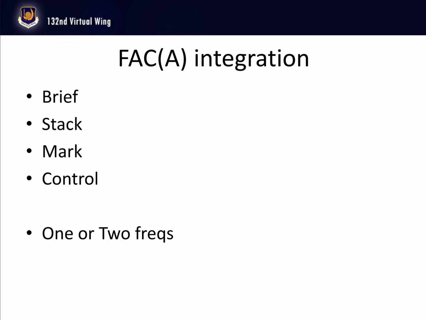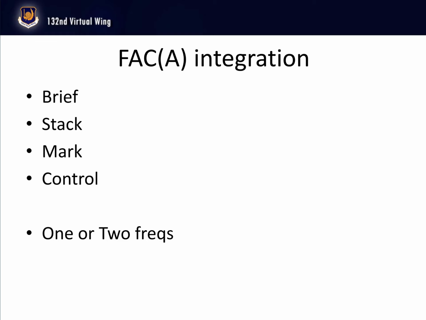Brief means the JTAC will have the FAC(A) give the briefing to the CAS flight, for example the CAS brief. Stack means handling where every aircraft is waiting, what the IP is, what the flight blocks. It's much easier for the FAC(A) than for the JTAC. Mark, of course, is to deploy a smoke mark, or use a laser mark or infrared mark on the target. And control is giving the clearances, the continue calls, the cleared hot, or the abort.